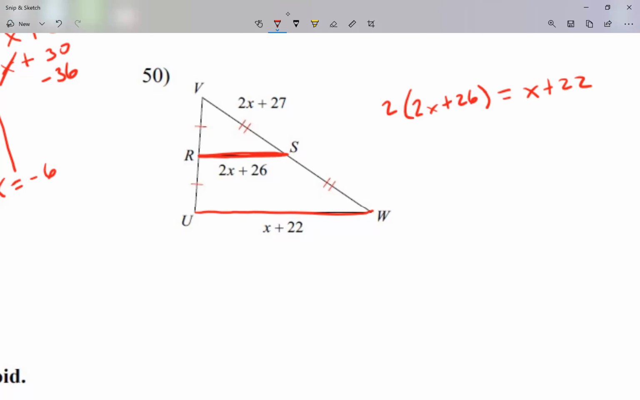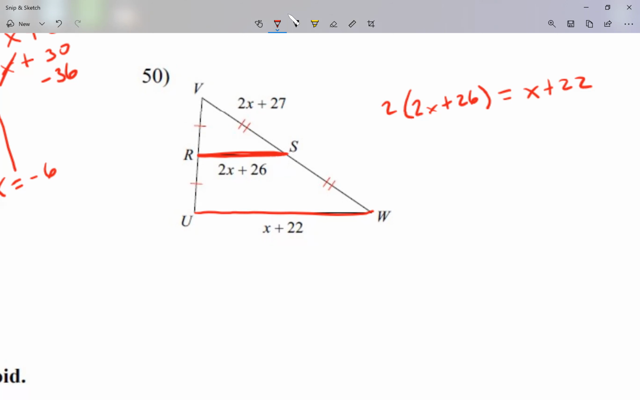I know some people might say, well, how do I know that 2x plus 26 is smaller than x plus 22 when 26 is bigger than 22 and 2x is bigger than 1x? Why am I saying that 2x plus 26 is smaller than x plus 22? What I'm going to tell you in this case is don't look at the numbers, look at the length of the segments. At this point, you don't know if x is negative or positive. So don't look at the numbers, look at the length of the segments. The mid-segment is always smaller than the side that is parallel to it. Okay, so now let's continue.